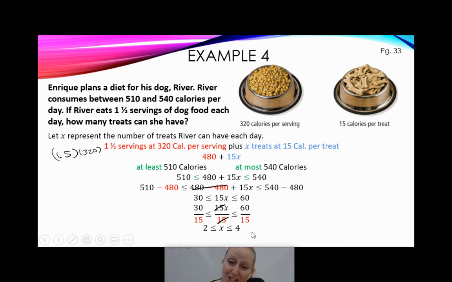So it looks like River can have somewhere between 2 and 4 treats each day. So River can have at least 2 treats and at most 4 treats a day. So, River should be getting at least 2 treats a day.